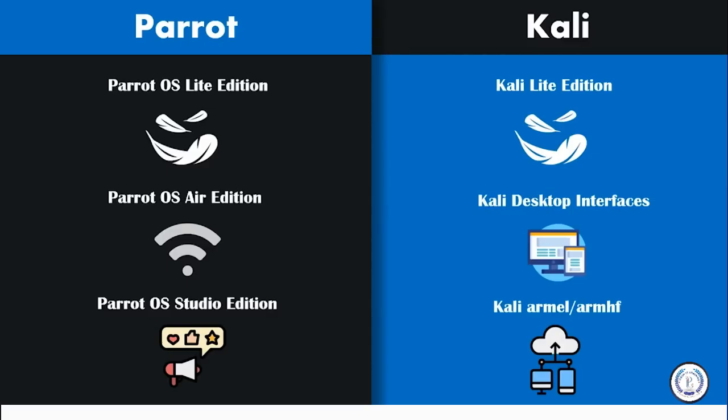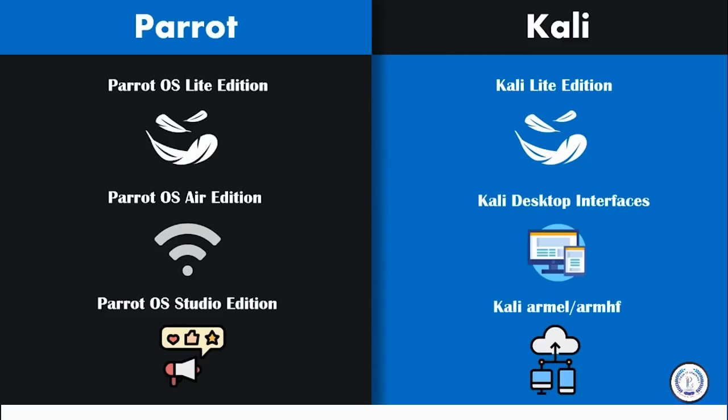Now, this is where the differences start. Parrot OS Air Edition also exists. This is an edition that is used for wireless penetration testing and wireless vulnerability testing. So basically anything wireless, Parrot OS Air Edition does it faster and better. Then there's also Parrot OS Studio Edition, which is used for multimedia content creation. Yes, you heard that right. Parrot OS can also make content for your social media. So if you're thinking about using Parrot OS for marketing as well as security, Parrot OS is definitely your go-to operating system.